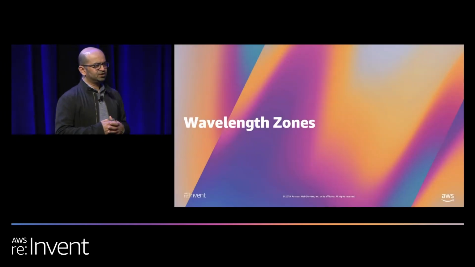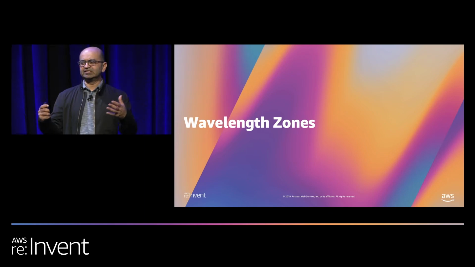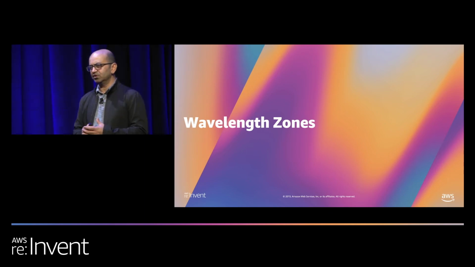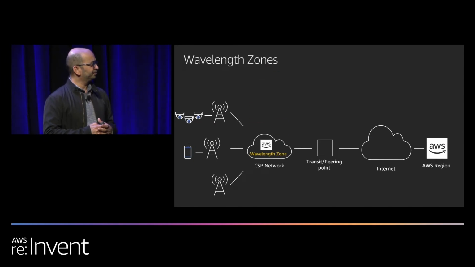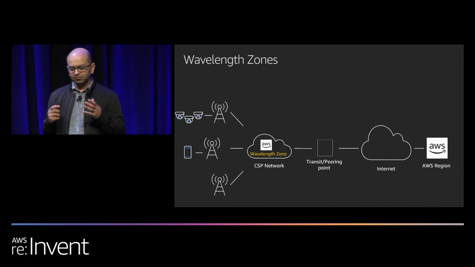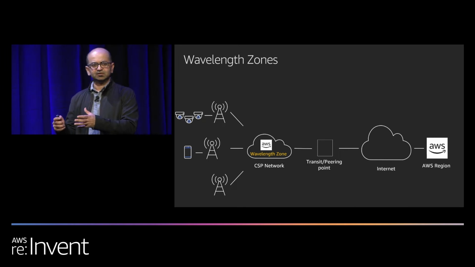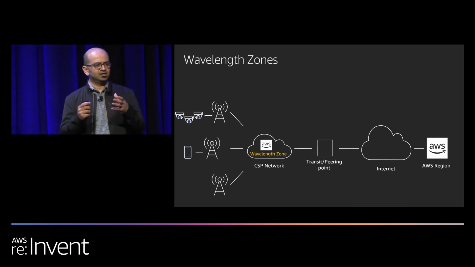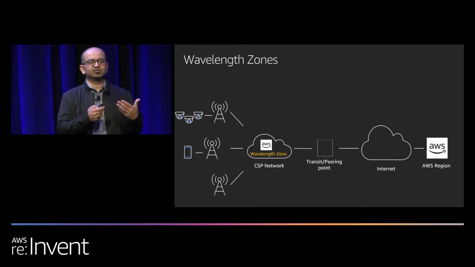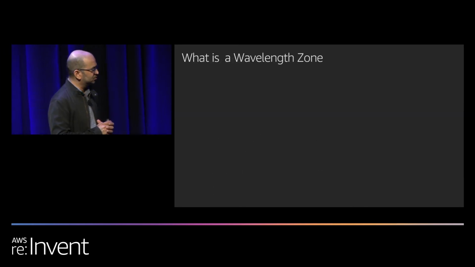So let me dive a little deeper into how we build these wavelength zones and how you can use them. So here's the same network again. And essentially, a wavelength zone is a physical site within the CSP network where we are putting in AWS infrastructure and running AWS services on top. That's basically what we mean by a wavelength zone.